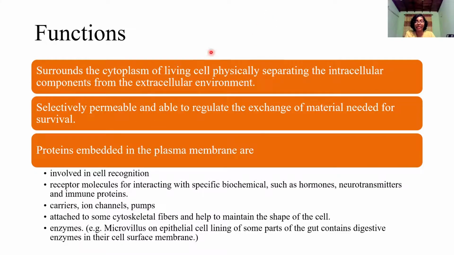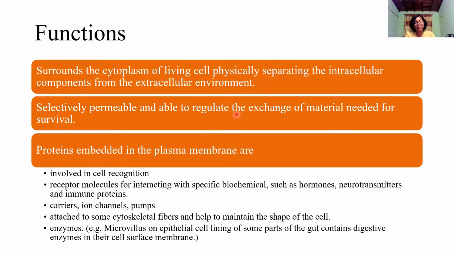Then selective permeability. We all know that the cell membrane is highly selective. It has highly selective permeability because it cannot let all the molecules get in. So they have carrier molecules, pumps, and ion channels, so that they selectively let ions or molecules get in or out of the cell.